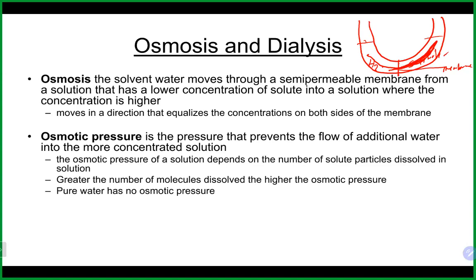It will continue to flow to this side until it reaches what is known as the osmotic pressure. That's basically the atmospheric pressure pushing back down on it, preventing it from continuing to flow across the membrane at that point. The osmotic pressure of a solution depends on the number of particles in that solution. Pure water has no osmotic pressure.